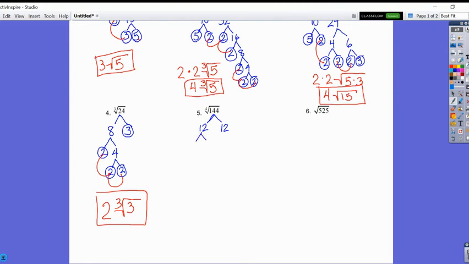Think about what makes a 12. Maybe I'm going to go with a 3 times a 4, and 3 is prime. 4 is composite, so I've got to break that into a 2 times 2. Maybe I want to be a little different on this side of the branches. Maybe I'm going to go with a 2 times a 6, and 6 happens to be a 2 times a 3. So see what you got there for your primes.